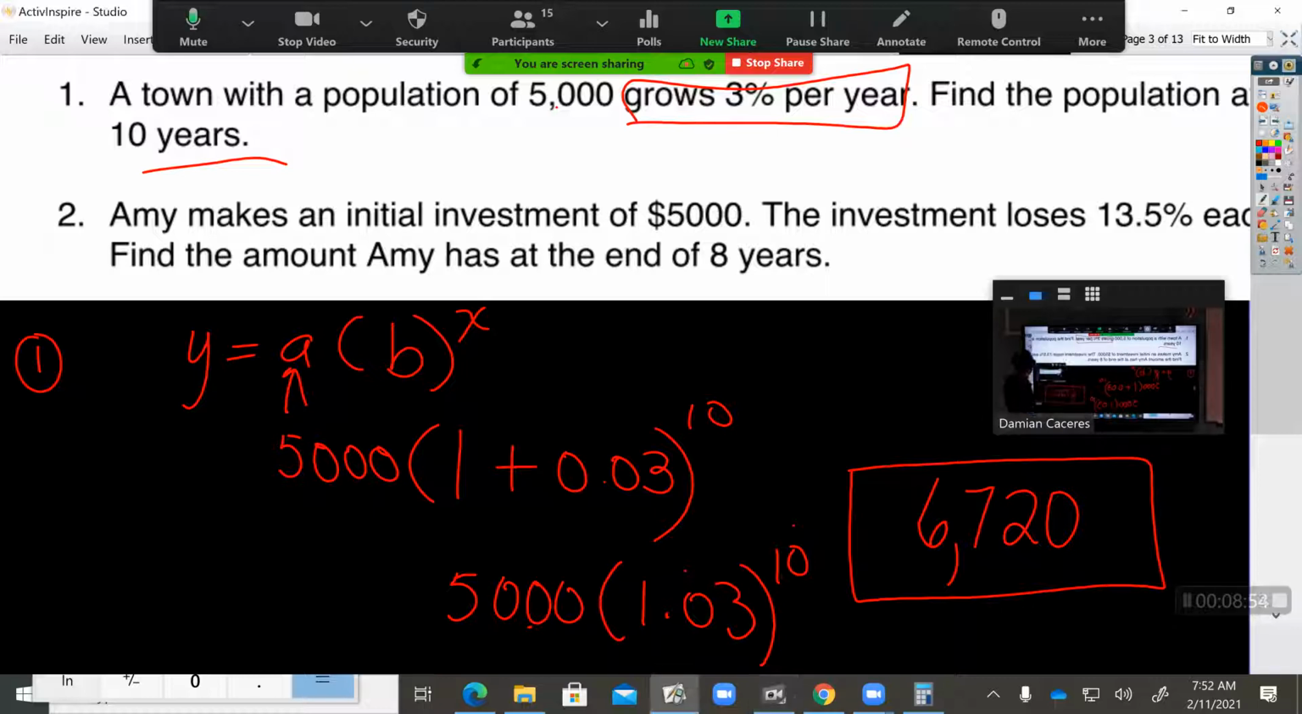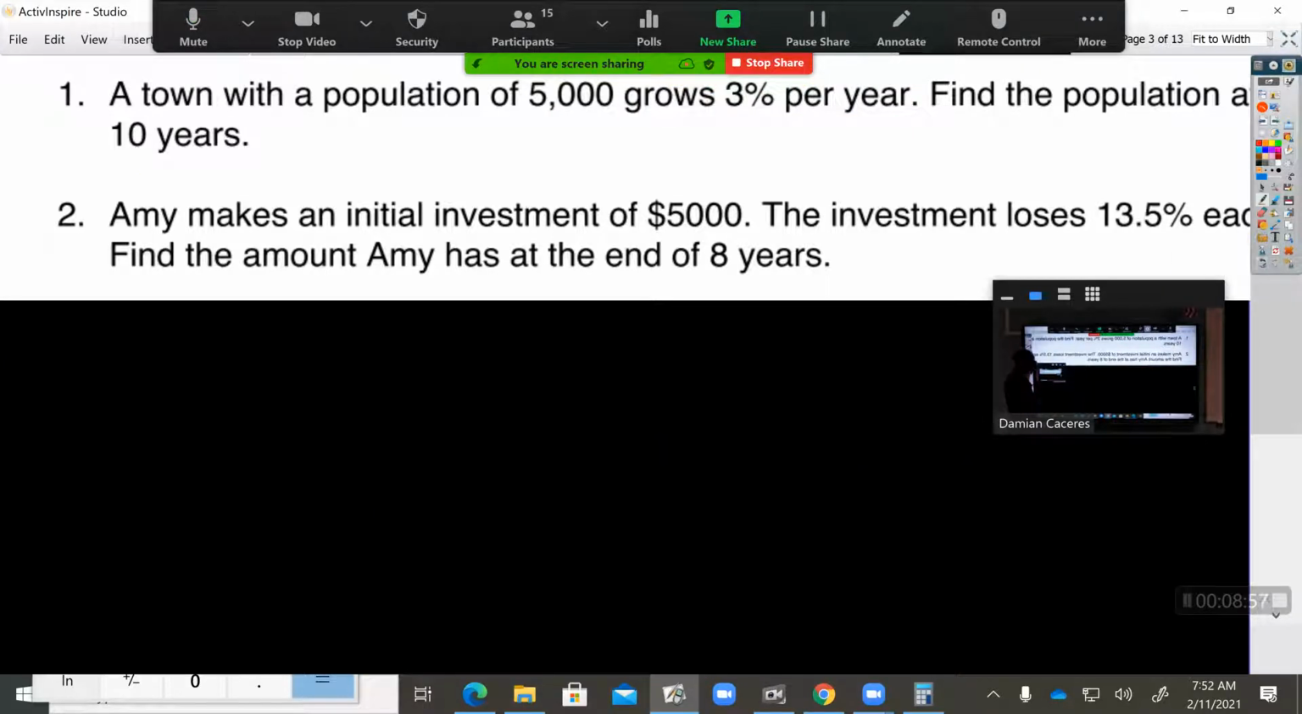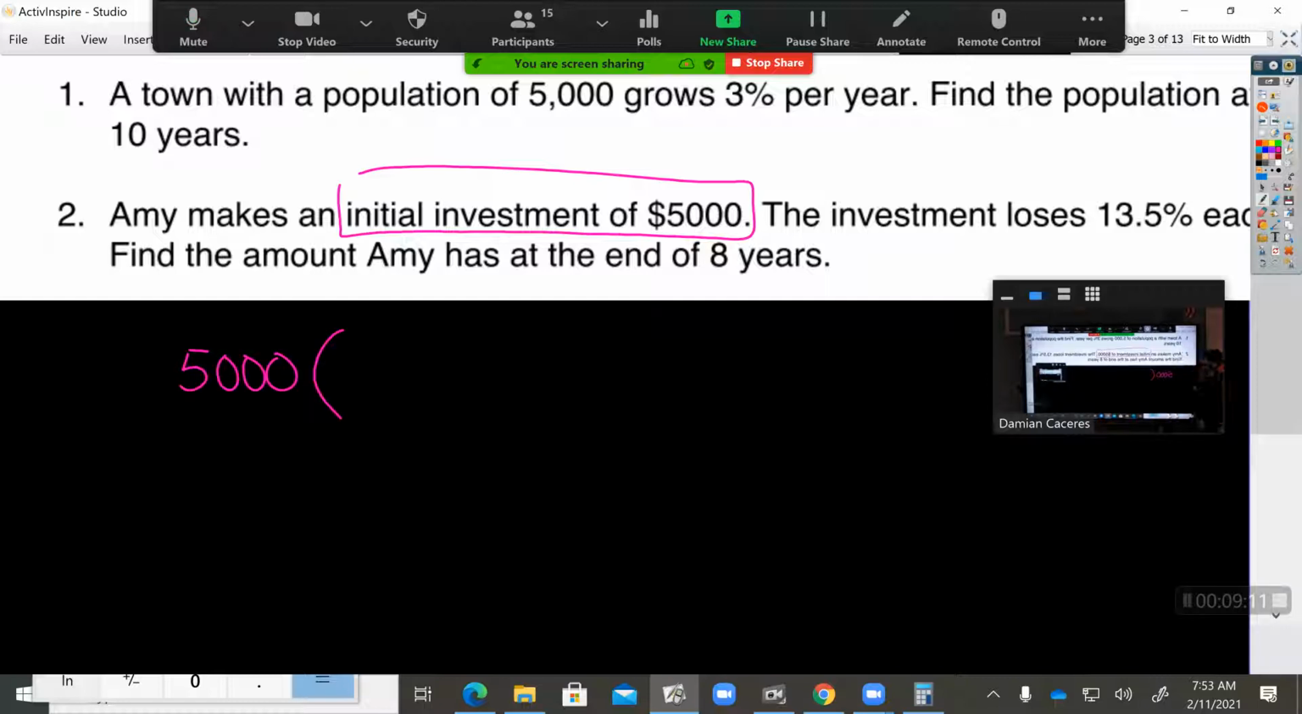All right, so let's try example number 2 now. For example number 2, it says Amy makes an initial investment of $5,000. So again, the starting point is $5,000. Now, is this a growth or a decay? Anybody at home can answer also. Is it a growth or a decay?